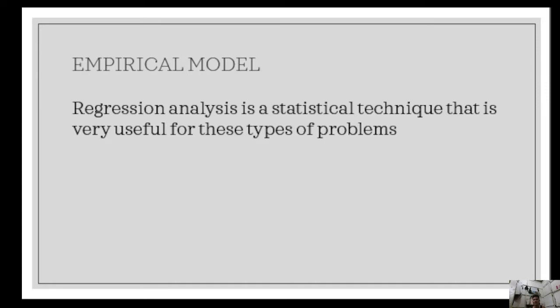Empirical model. Many problems in engineering and science involve exploring the relationship between two or more variables. Regression analysis is a statistical technique that is very useful for these types of problems. For example, in a chemical process, suppose that the yield of the product is related to the process operating temperature. Regression analysis can be used to build a model to depict yield at a given level.